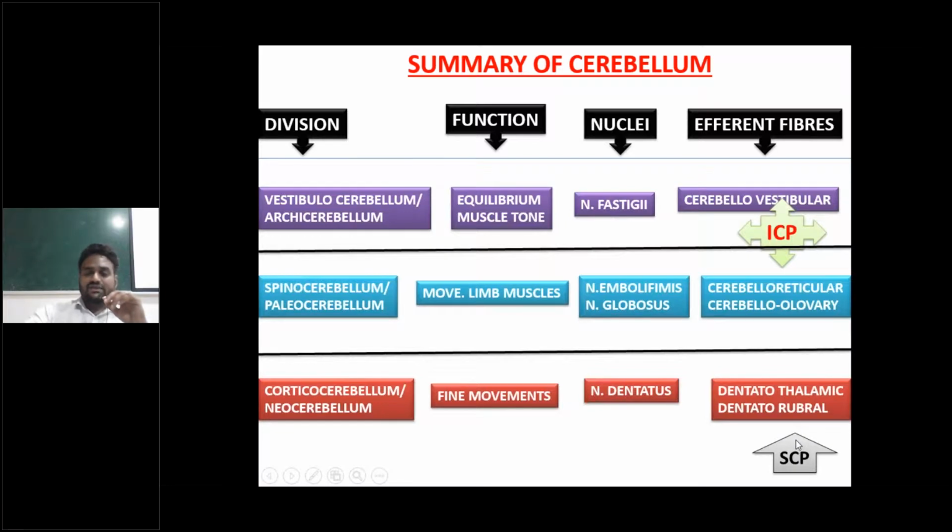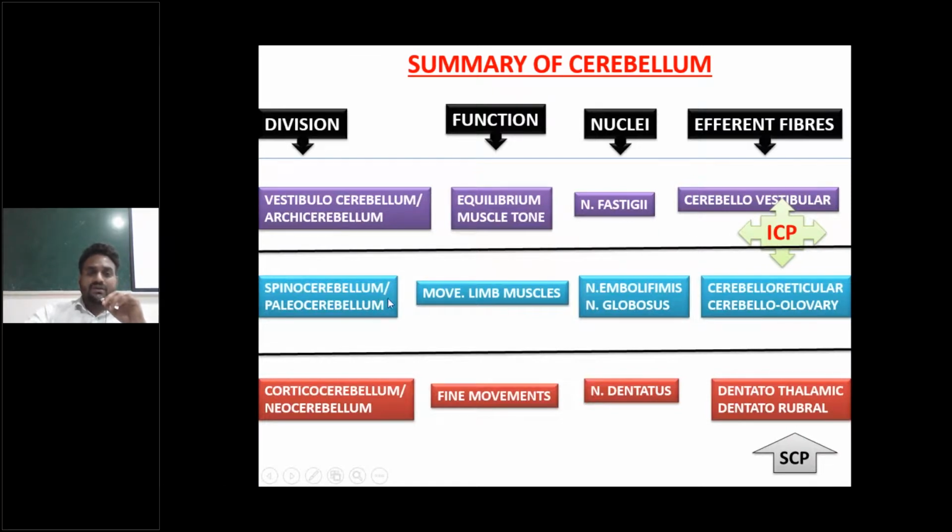Third, it consists of input and output fibers. Input fibers to the cerebellum come from the spinal cord, spinocerebellar fibers. Then the output fibers are formed by the fibers of the dentate nucleus, dentatothalamic and dentatorubral. Like that, you can learn a little bit about the SCP in this slide. Like that, you can learn the ICP in this slide. These are the output fibers of the ICP, which you can also learn here.